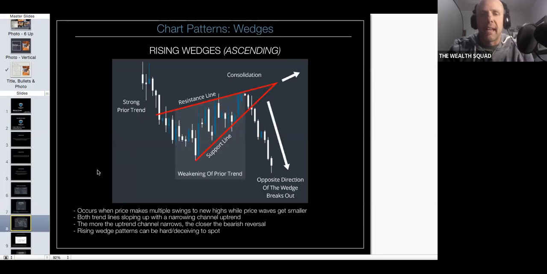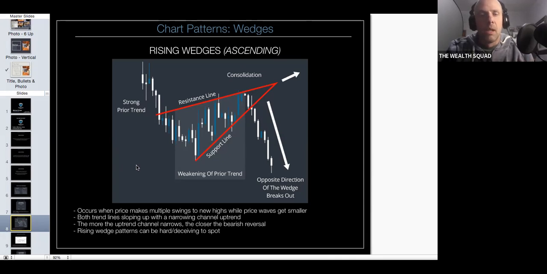So with that, just looking at this, this is the strong move coming out of the downtrend, so this becomes the rising wedge. You've got your resistance line up here, the support line, your consolidation, and obviously the weakening of the prior trend, which is here. This occurs when the price makes multiple swings to new highs while the price waves get smaller. The channel starts to get smaller and narrower. Both of those trend lines slope up with the narrowing channel, and the more the uptrend channel narrows, the closer it is to the bearish reversal.